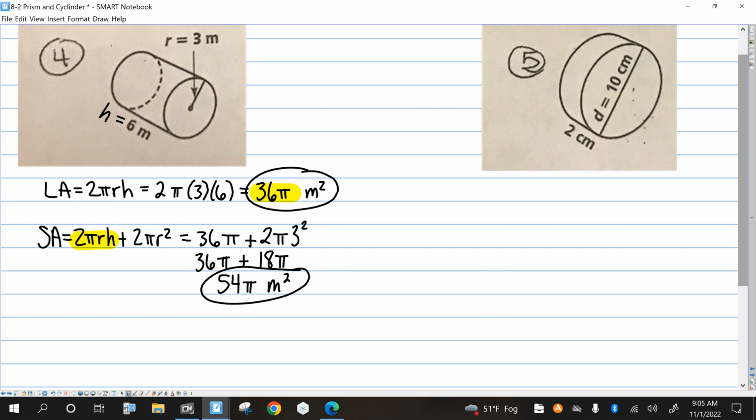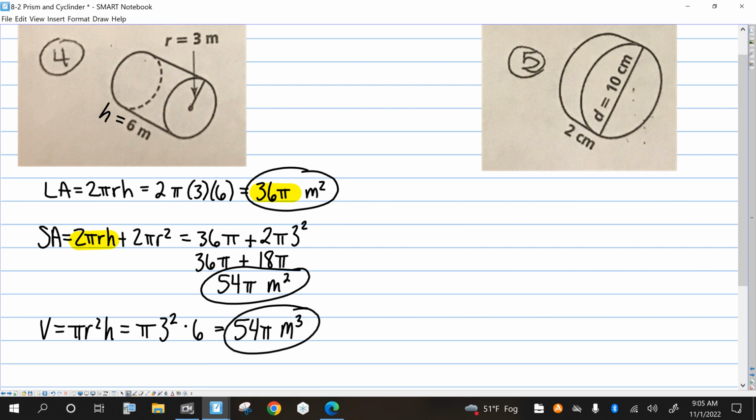So the last thing we need to find is our volume, which is pi r squared h. So pi, 3 squared, not 18, 9. 3 squared is 9. So 9 times 6 is 54. Don't forget to put the pi with it. And then units, meters cubed. There are many, many times where your surface area and your volume will be the same. And that is okay when you're talking about cylinders.